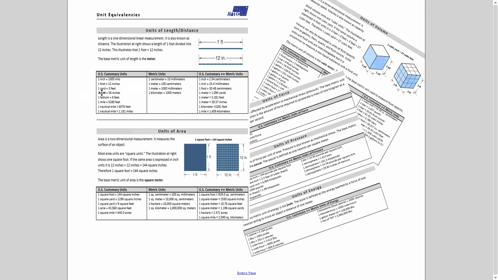On the front page, page 1, you'll find the length conversions, then the area conversions. Page 2, you'll find volume and then weight. And then the last page, there's some other conversion units, should you need them.